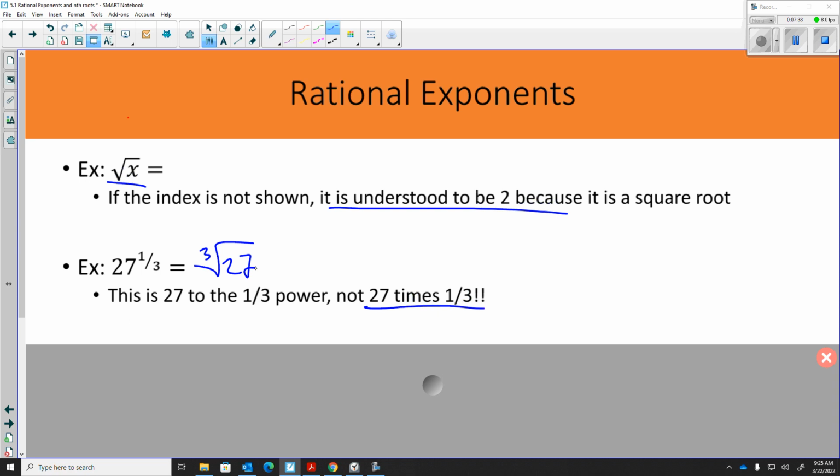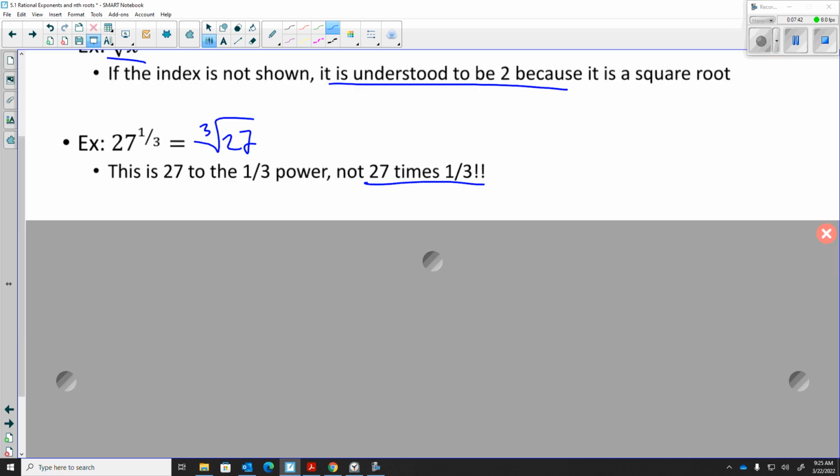It's not 27 times 1/3. Those are 2 different things. Okay, just keep that in mind.